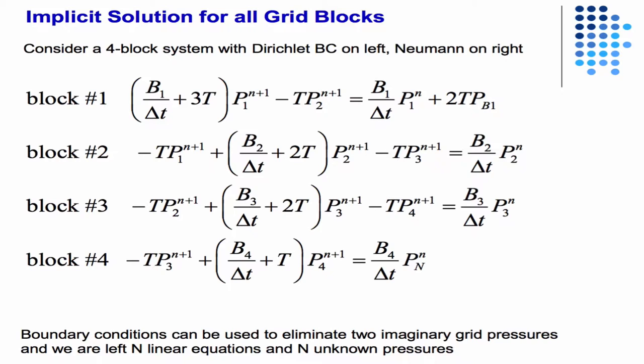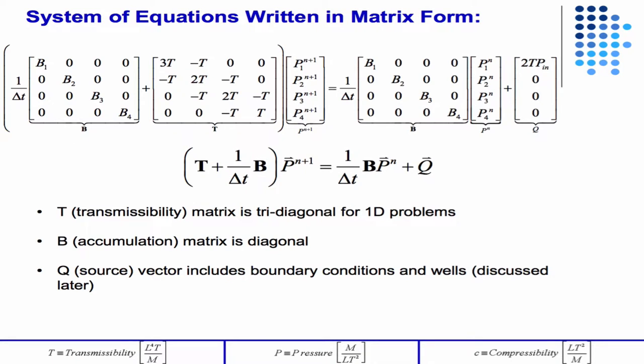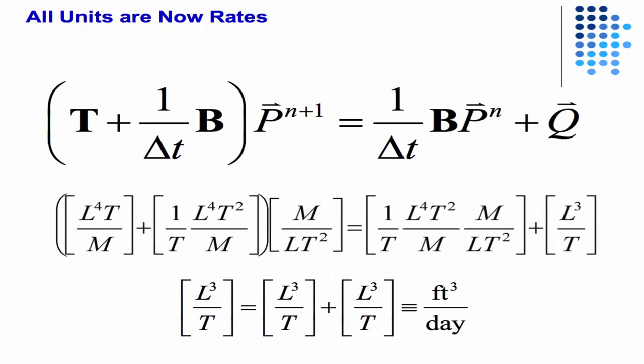And then we can see that it's a linear system that we can write in matrix form. There's the matrix equations. Here's the final set of equations. Notice that the accumulation matrix is diagonal. So later when you see its inverse, it's just 1 over the diagonal entries. There's just a unit analysis that shows that it is, in fact, units of volume per day. Volume per time.